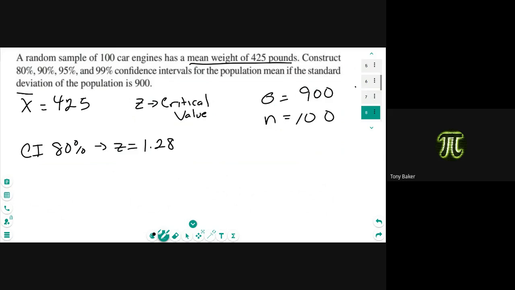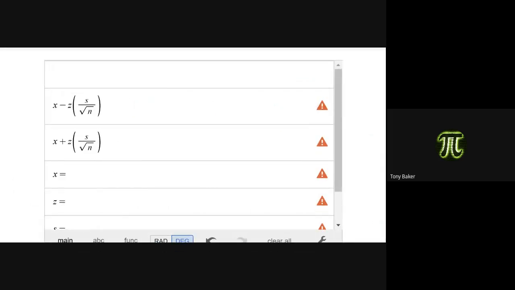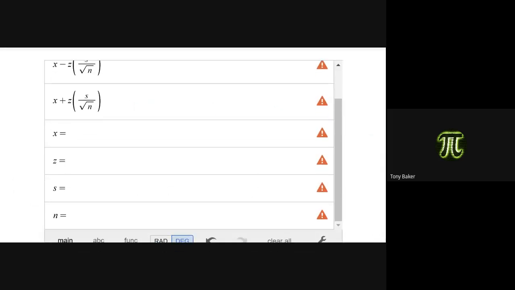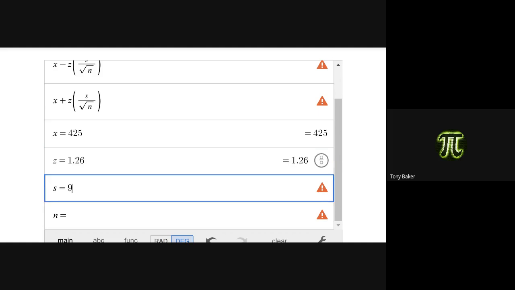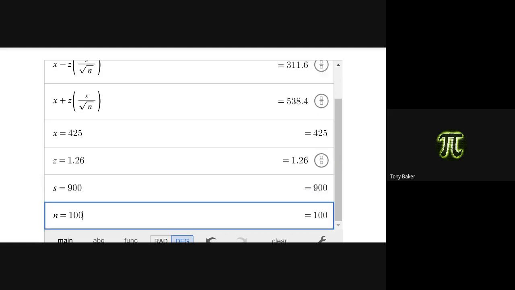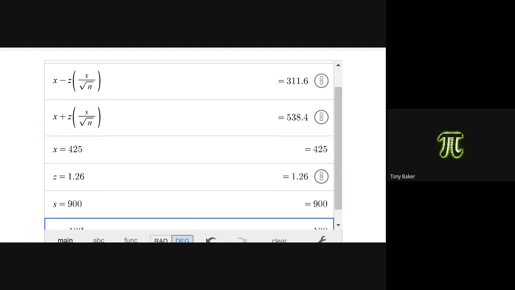Yeah. So now we're going to go back to Desmos. We typed in this formula. I'm now just going to fill in the numbers here. So my X was 425. My Z was 1.28. Standard deviation was 900. And my N was 100.